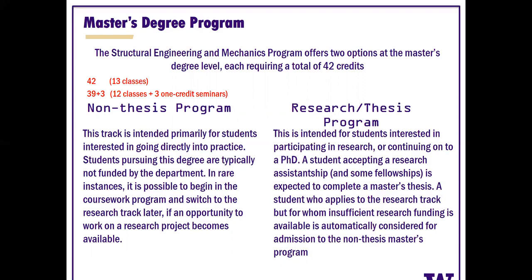So for the Professional Master's Program, you have to get 42 credits, and actually that's common to both. So the non-thesis or the Professional Master's Program, you need 42 credits. And that turns out to be 13 classes. That's because some of our classes are 4 credits, some are 3, but 42 ends up being 13 classes. Most of our students, however, take 39 credits plus 3 1-credit seminars. So that ends up being 12 classes plus 3 1-credit seminars. If you want to do a research thesis, you still need to do the 42 credits, but 9 of those credits come from a thesis rather than coursework.